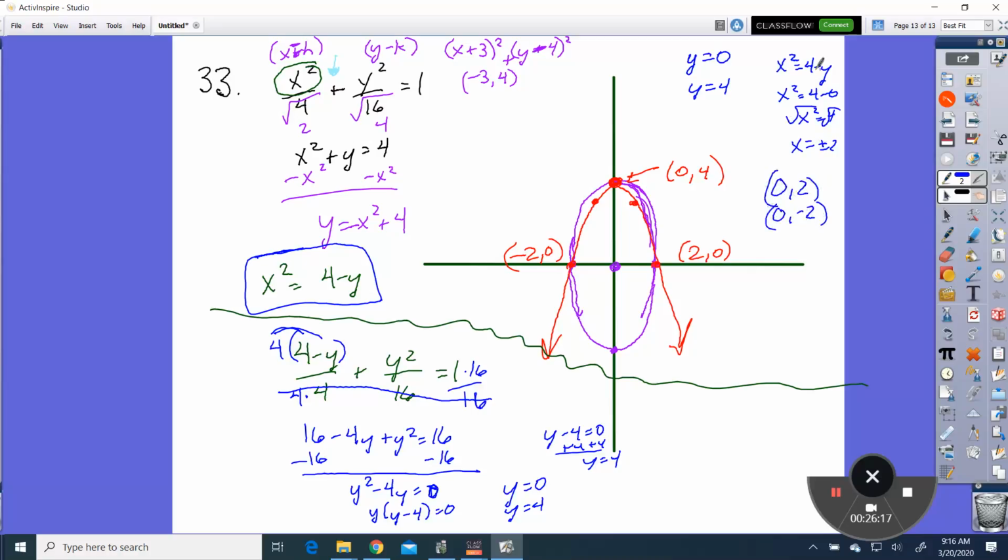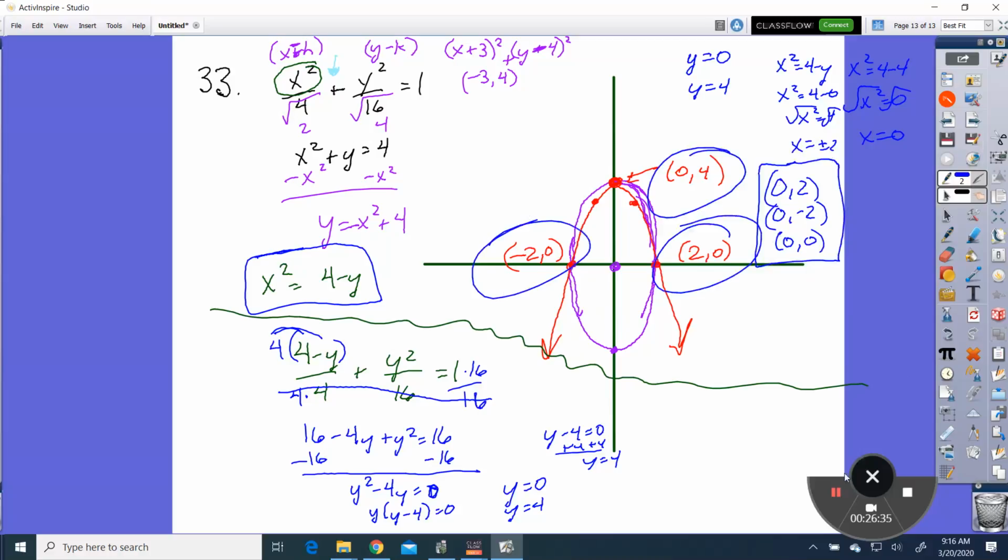Now I'm going to plug in 4. So x squared equals 4 minus 4. Well, 4 minus 4 is 0. The square root of 0 is still 0, so x equals 0. So when y is 4, x is 0. And notice it's the same three answers as I got when I graphed it. Okay? So anyways, two different ways to do that problem.